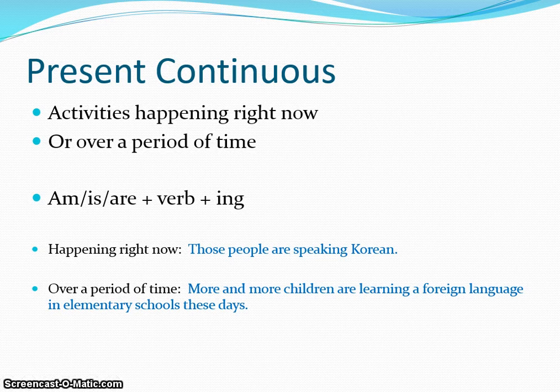Now, let's look at present continuous. This shows an activity that's happening right now or that's happening over a period of time. The formula is am, is, or are plus verb plus ing. So if something's happening right at this moment, I might say, those people are speaking Korean. If I want to show something happening over a period of time, I might say, more and more children are learning a foreign language in elementary schools these days.